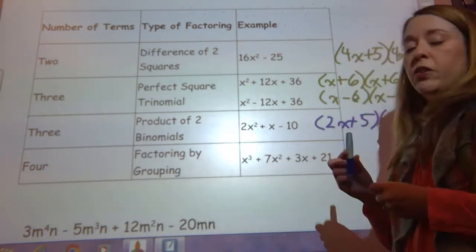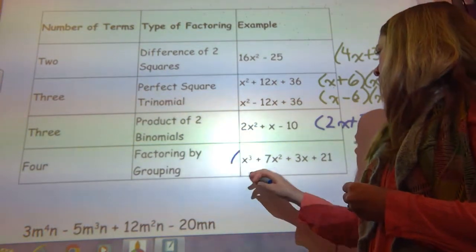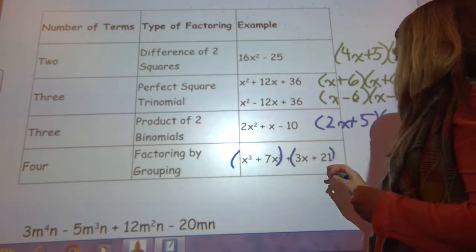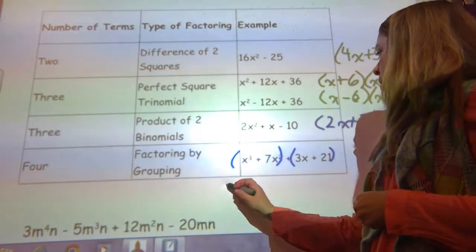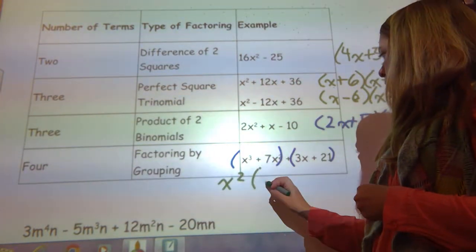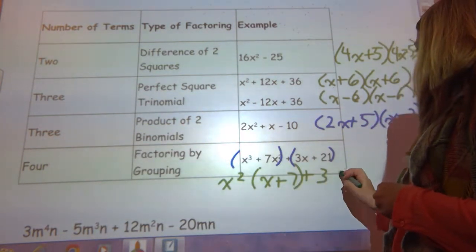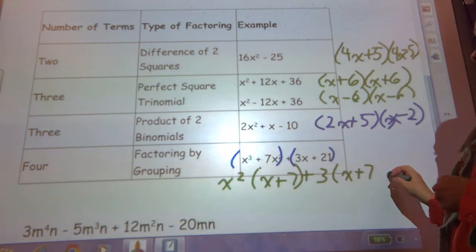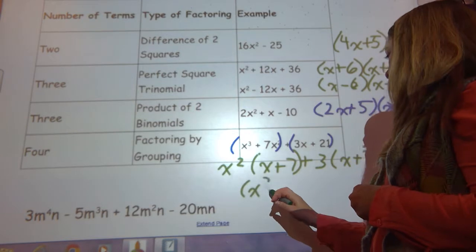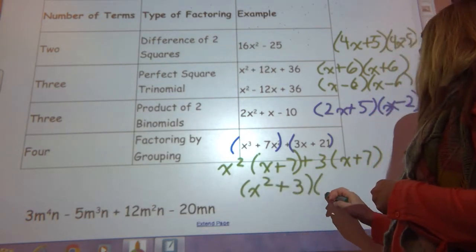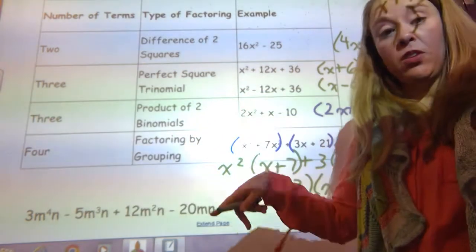And here we could also do our thing that we did today in class, which was factoring by grouping. Here I could group these together, I could group these together, and try to look for that common binomial factor. So I'm going to factor out my x squared. Here, I'm going to factor out my 3. So I found my common binomial factor, which is x plus 7. And then I'm going to group these 2 terms. Okay, so that's just a little review of all the different methods we've learned for factoring.